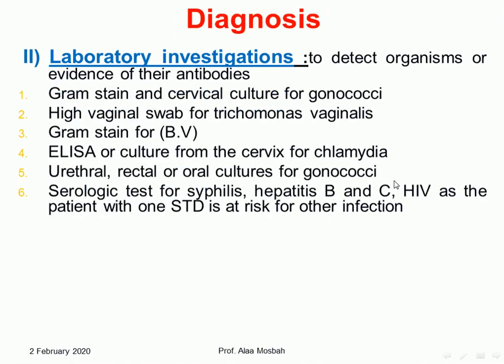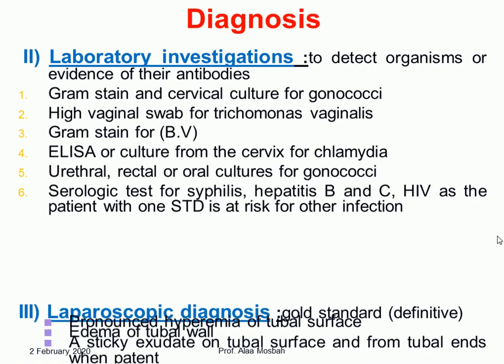Next, lab investigation. Lab investigation aims to detect the organism or evidence of their antibodies, like gram stain and cervical culture for gonococci, or high vaginal swab for Trichomonas vaginalis, gram stain for bacterial vaginosis, ELISA or culture from the cervix for chlamydia, urethral, rectal, or oral cultures for gonococci, serological tests for hepatitis B, C, syphilis, HIV, as the patient with one sexually transmitted disease is at risk for other infection. And this is very important.